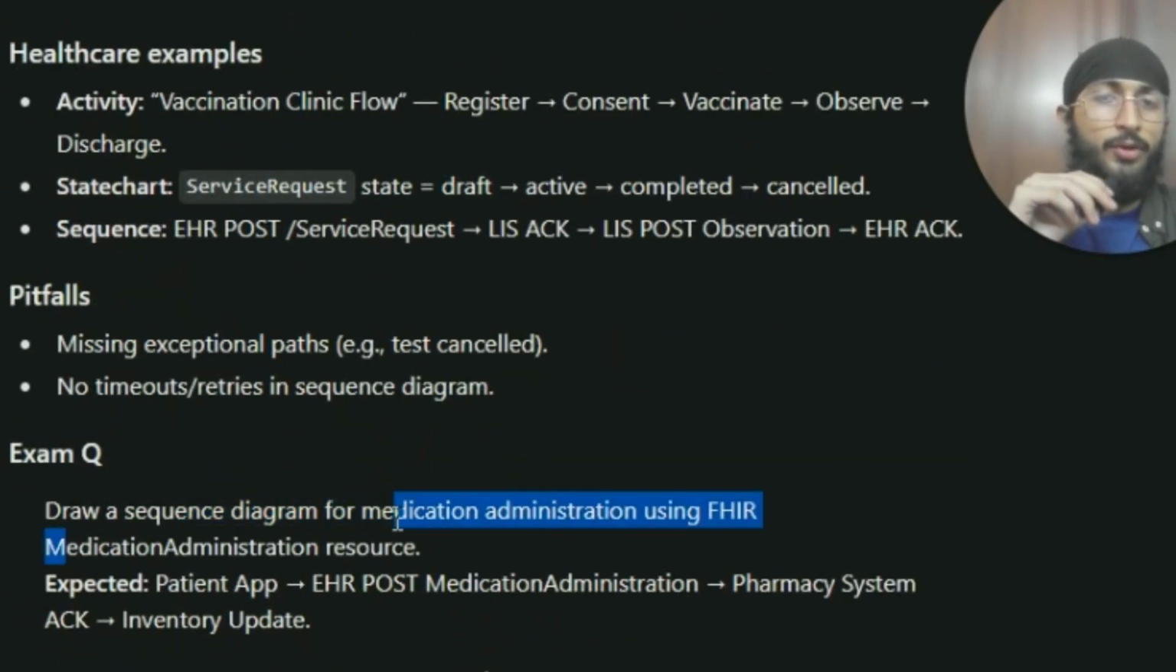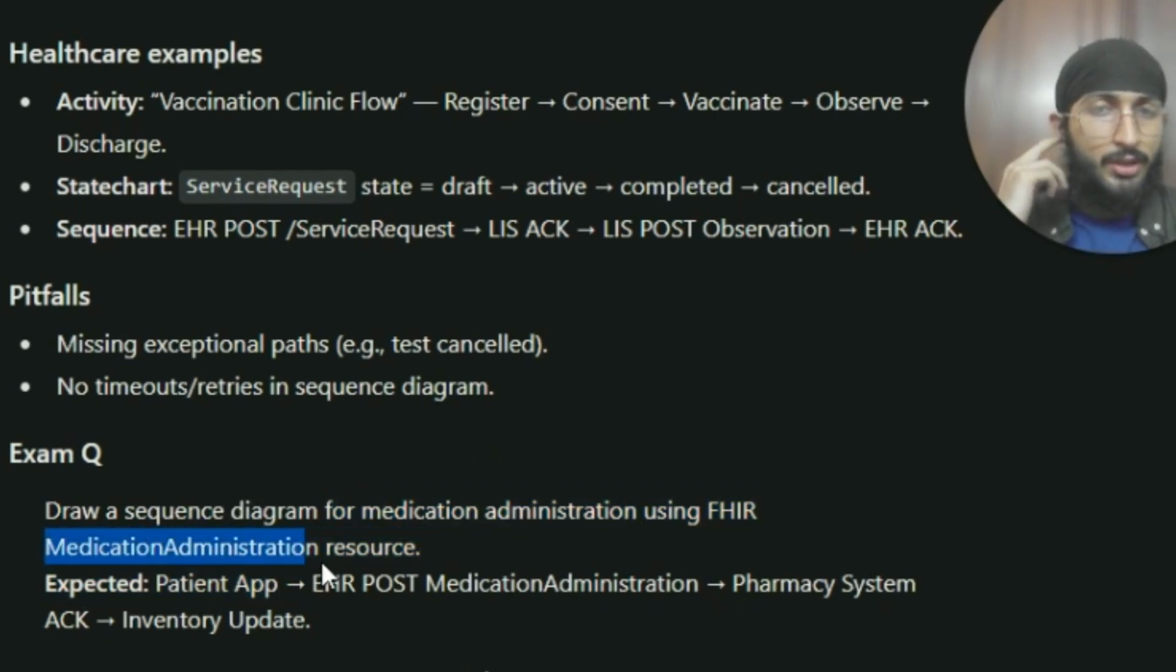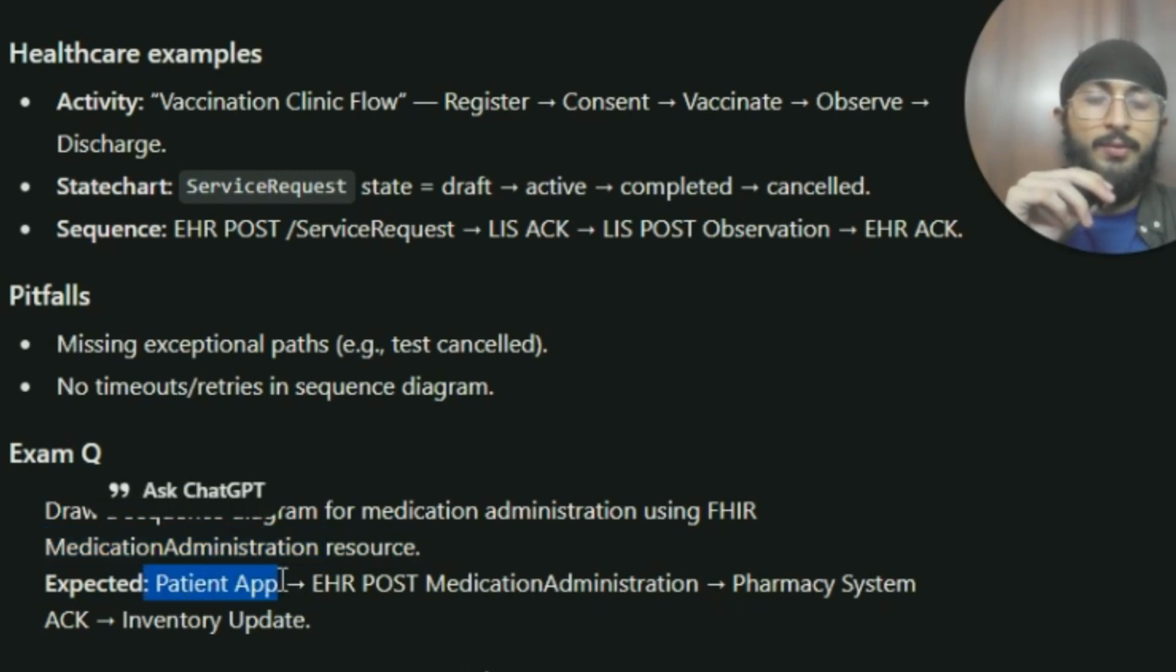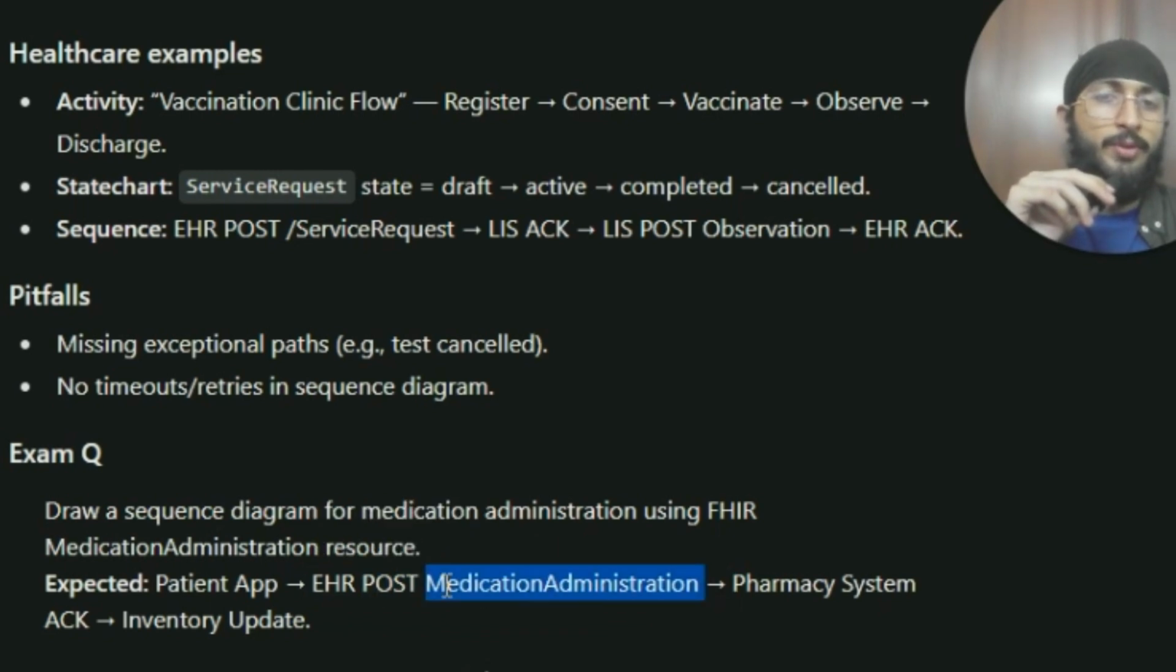Draw a sequence diagram for medication administration using FHIR. So the MedicationAdministration resource, using FHIR. This is the resource. Expected is we first have the patient app, then EHR posts MedicationAdministration. We call the POST request for this resource. Then the pharmacy system acknowledges it, right? And then finally inventory is updated.